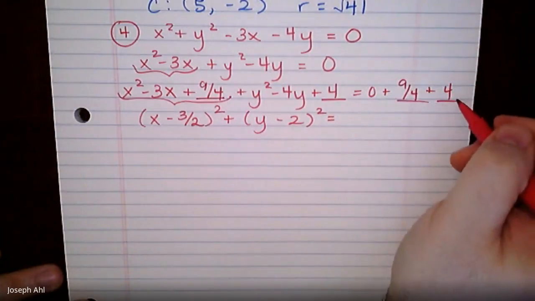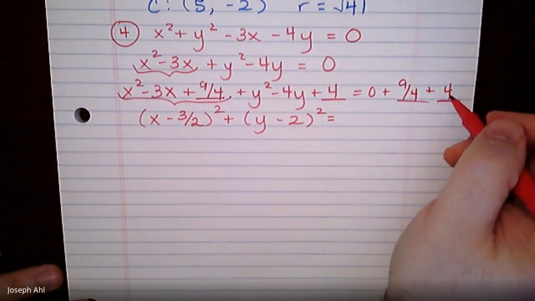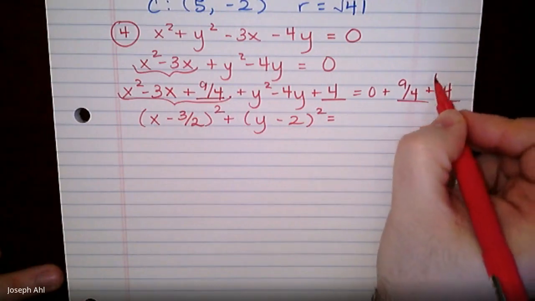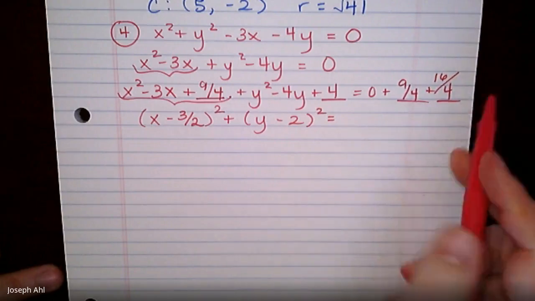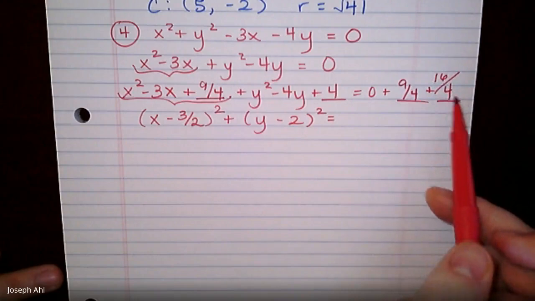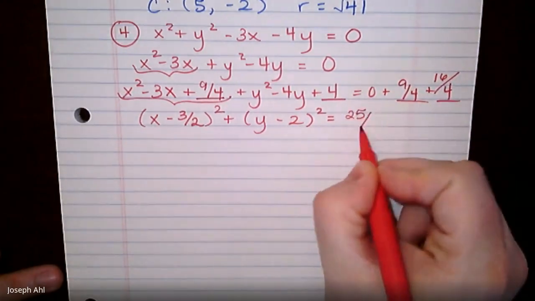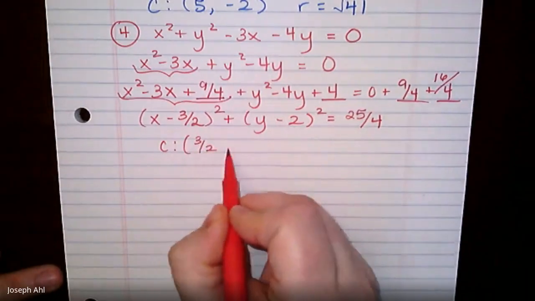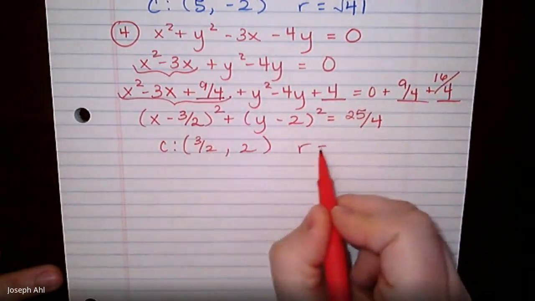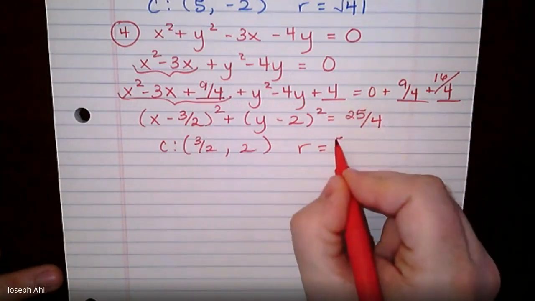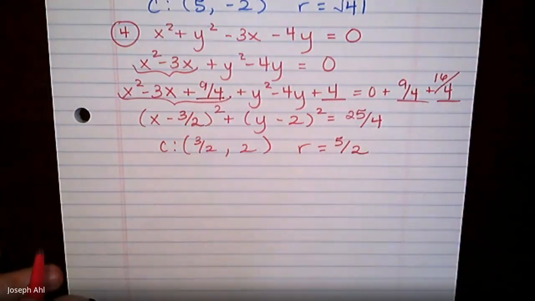9/4 plus 4. Well, I don't really love the way that looks because to add fractions, you need a common denominator. I'm going to get fancy for a second and say that 4 is really 16/4, isn't it? 16 divided by 4 would be 4. So now that I have a common denominator, 16 and 9 is 25/4. And the center of the circle would be at 3 halves, 2. And it may look scary, but this is a nicer radius than the last one. Square root of 25/4 is 5 halves. Square root top, square root bottom.